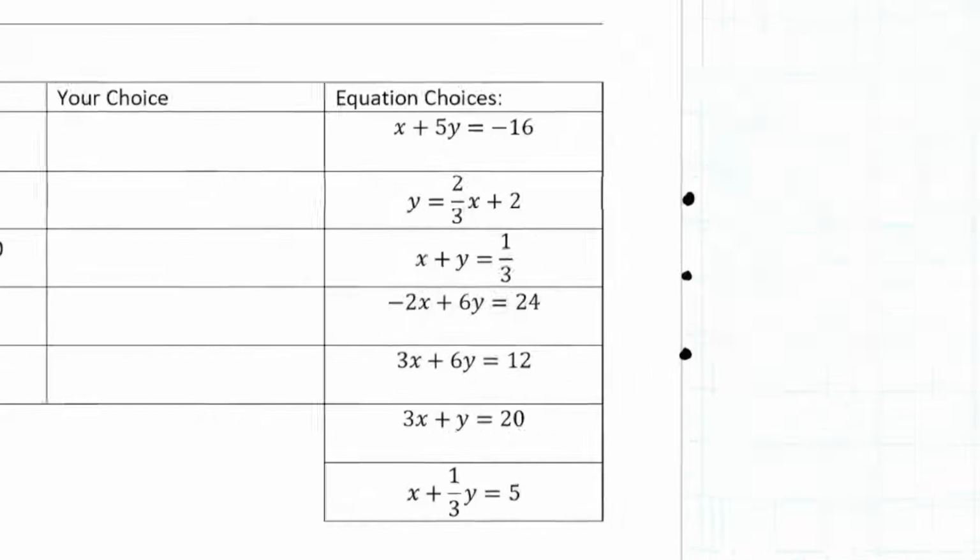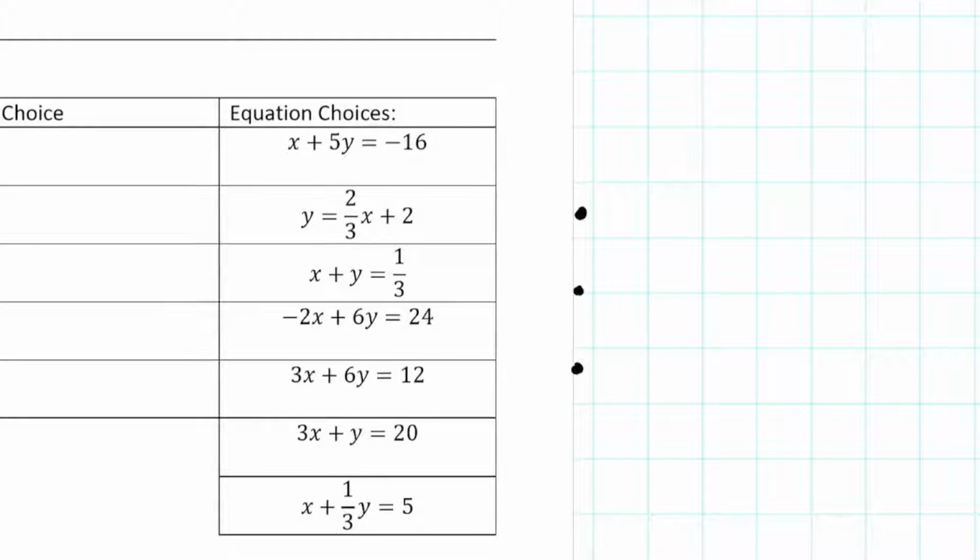I think probably the easiest thing to do that would kind of facilitate answering this question is to begin by changing each one of these equations into slope-intercept form. It's a lot easier to see things about the equation if it's in that form. One of them already is in slope-intercept form. You can see this one is in y equals mx plus b form, so I'll leave that alone. That equation has a slope of 2/3 and a y-intercept of 2.